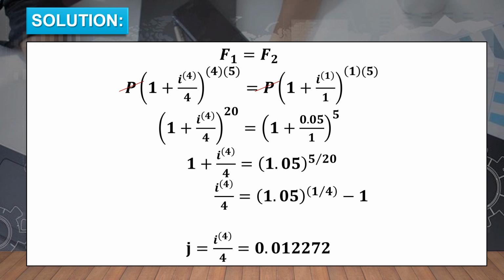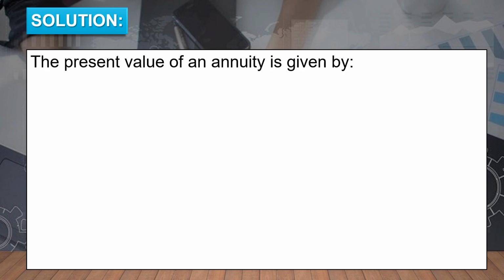We have 0.012272. So again, we get at least 6 decimal values for the interest rate per period. Now, after solving for the interest rate per period, which is J, we can now solve for the present value of an annuity, which is given by P is equal to R times 1 minus the quantity 1 plus J raised to negative n over J.